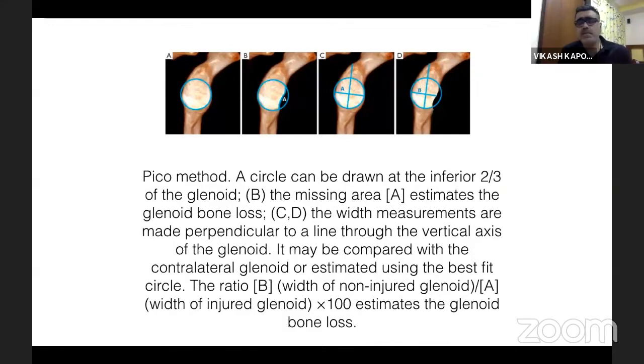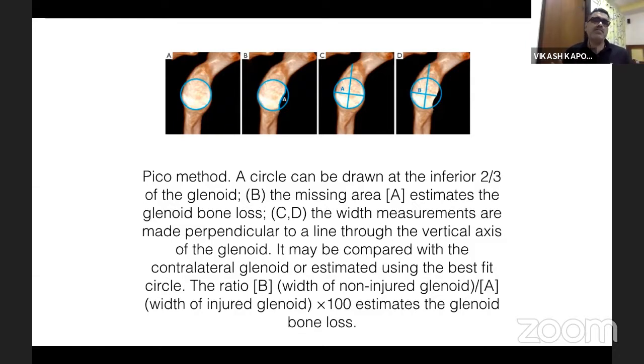This is a very, very important development in the understanding of glenoid bone loss: the PICO method. Basically, it is a pear-shaped glenoid always. So we take the inferior two-thirds as the radius of curvature and make a circle. That circle gives us the full extent of the glenoid, the face of the glenoid on which the humeral head rests. Now, if there is any loss of the anterior edge of the glenoid, we are able to quantify how much glenoid loss is there and accordingly plan our surgeries.